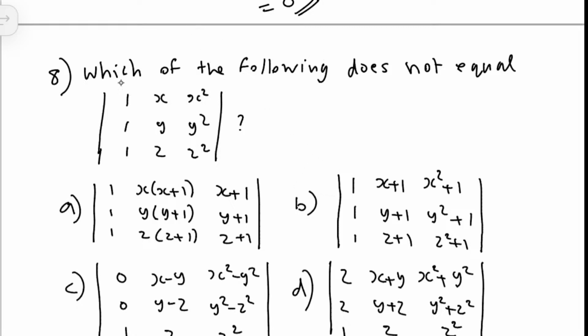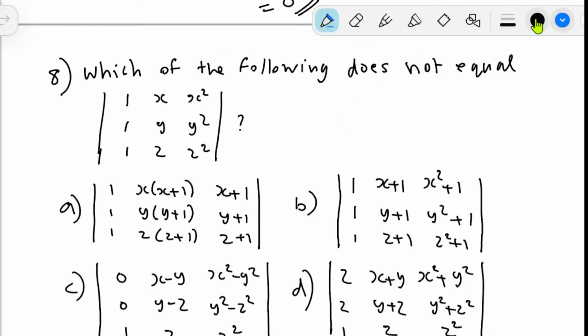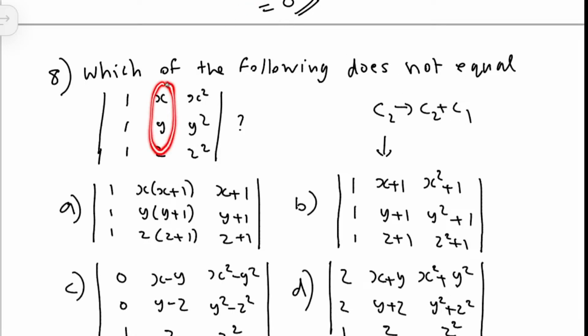In the second option, the first column remains the same. Let's look at the second column. This was our actual second column. Now it's changed to x plus 1, y plus 1, z plus 1. So here we can write C2 is C2 plus C1, right? That is, when we add this column and this column, we get this column.